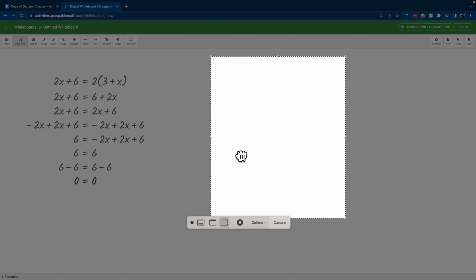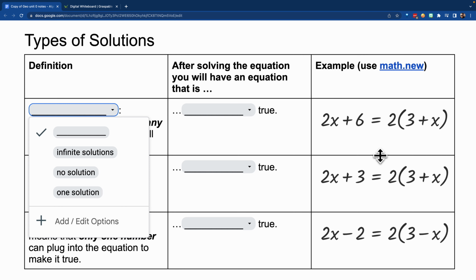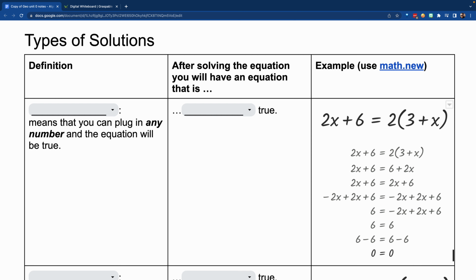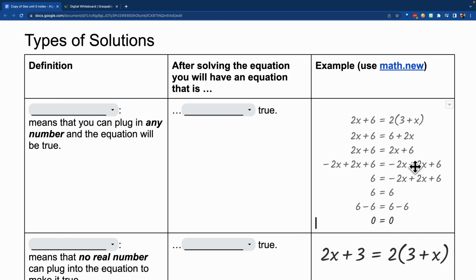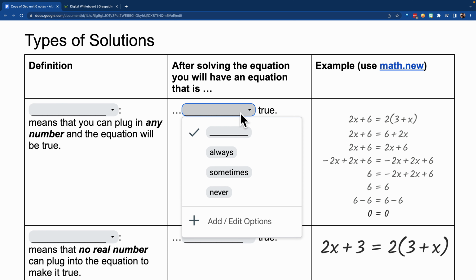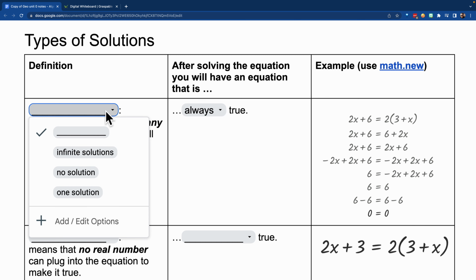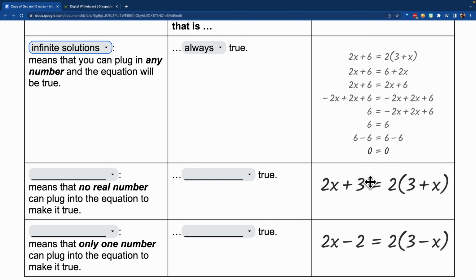Let's screenshot this work here, capture it, and we'll paste it into this area with the notes. I don't need the original one anymore. I can make this a little bit smaller. But it is always true. And if it is always true, then that's going to match up with something called infinite solutions. All right, let's see what happens on the next one.